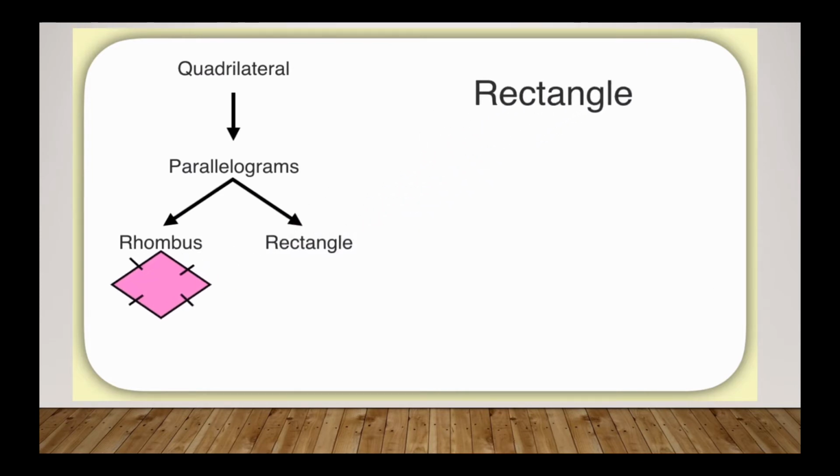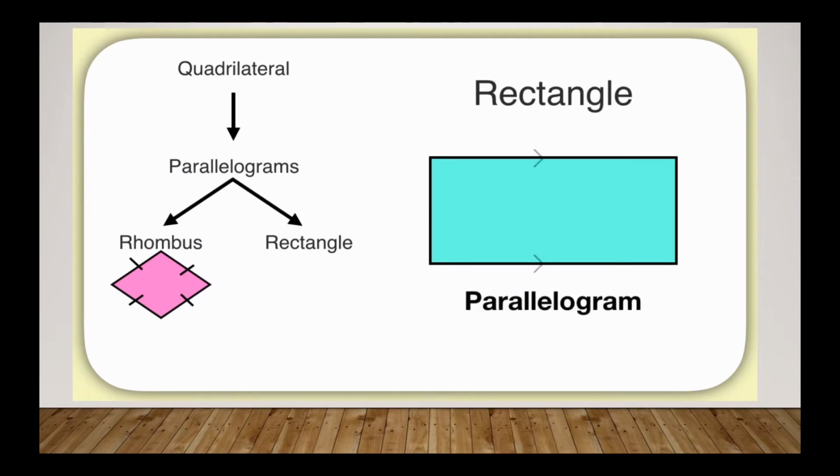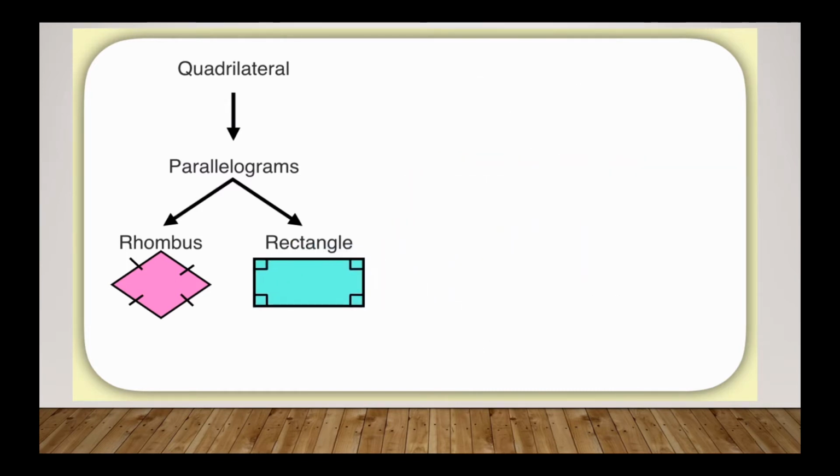What about a rectangle? Well, a rectangle looks like this. It's a parallelogram. It has two sets of parallel sides, but what makes a rectangle special are its angles. Rectangles have 4 right angles, which could be shown with these square angle signs in each corner. And so that's a rectangle.